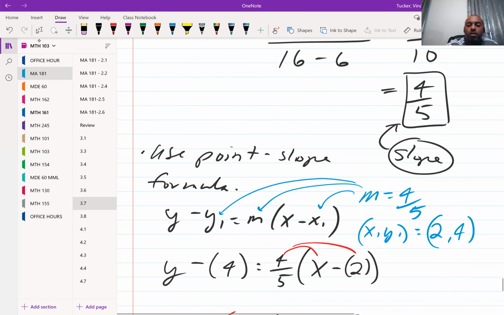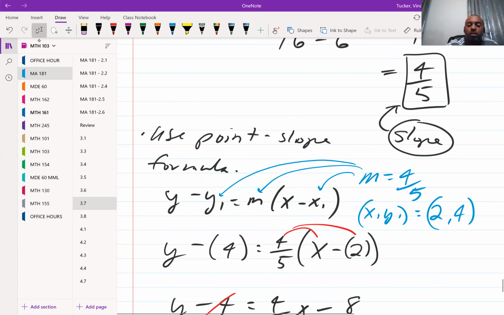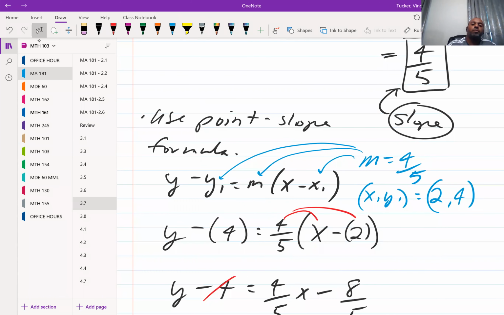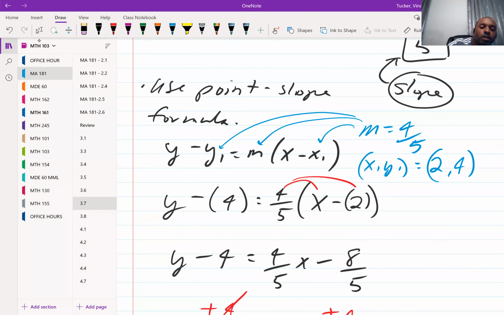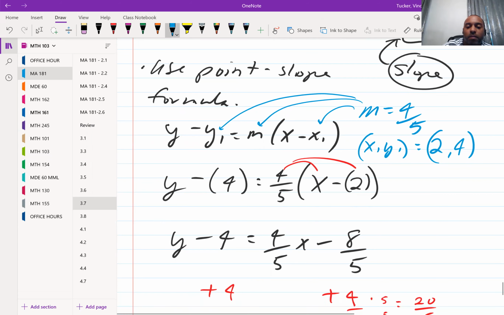All right. So y1 is 4, x1 is 2, m is 4/5. Plug it in accordingly. y minus 4 equal to 4/5 times x minus 2. Distribute that 4/5. That'll be 4/5 x minus 8/5.